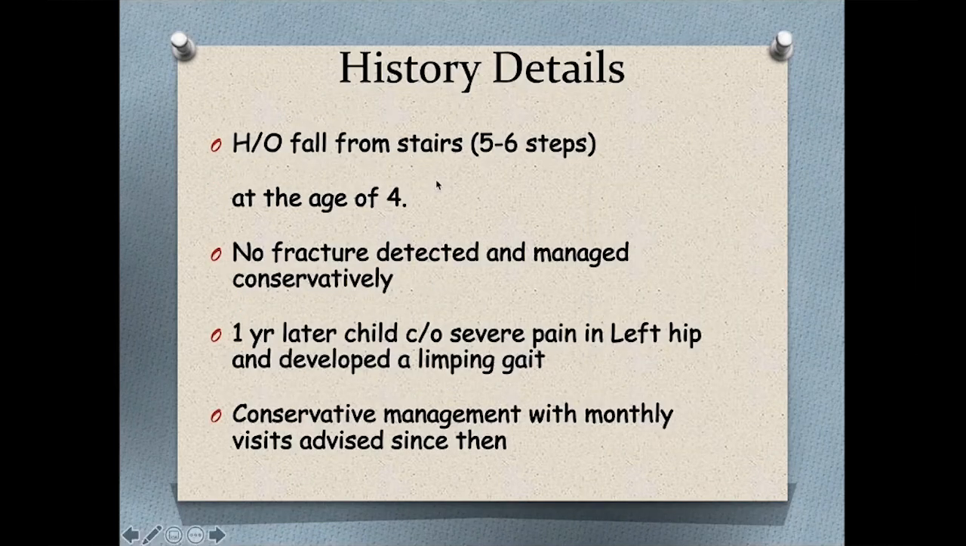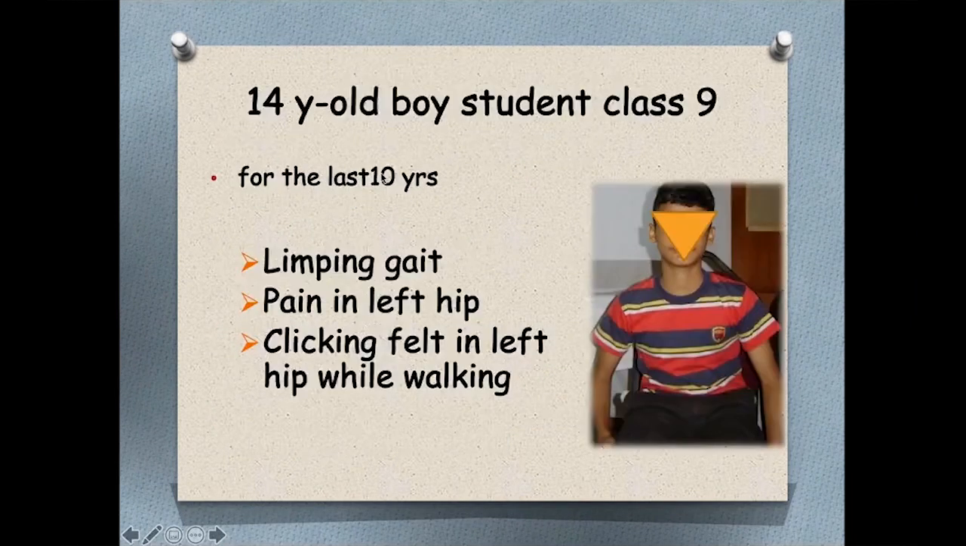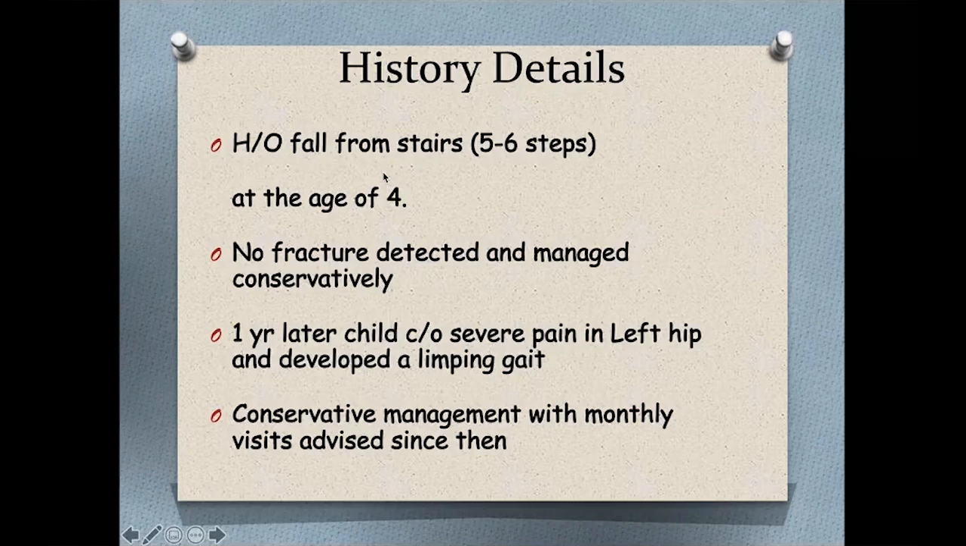So he had a detailed history. At the age of 4 years, because he is 10 years now, he had a history of trauma, but there was no fracture. He was managed conservatively. One year later, he developed pain in the hip joint and a limping gait. So he presented with the limping gait. It means this was a stage 2 Perthes disease. It is not the transient synovitis stage.